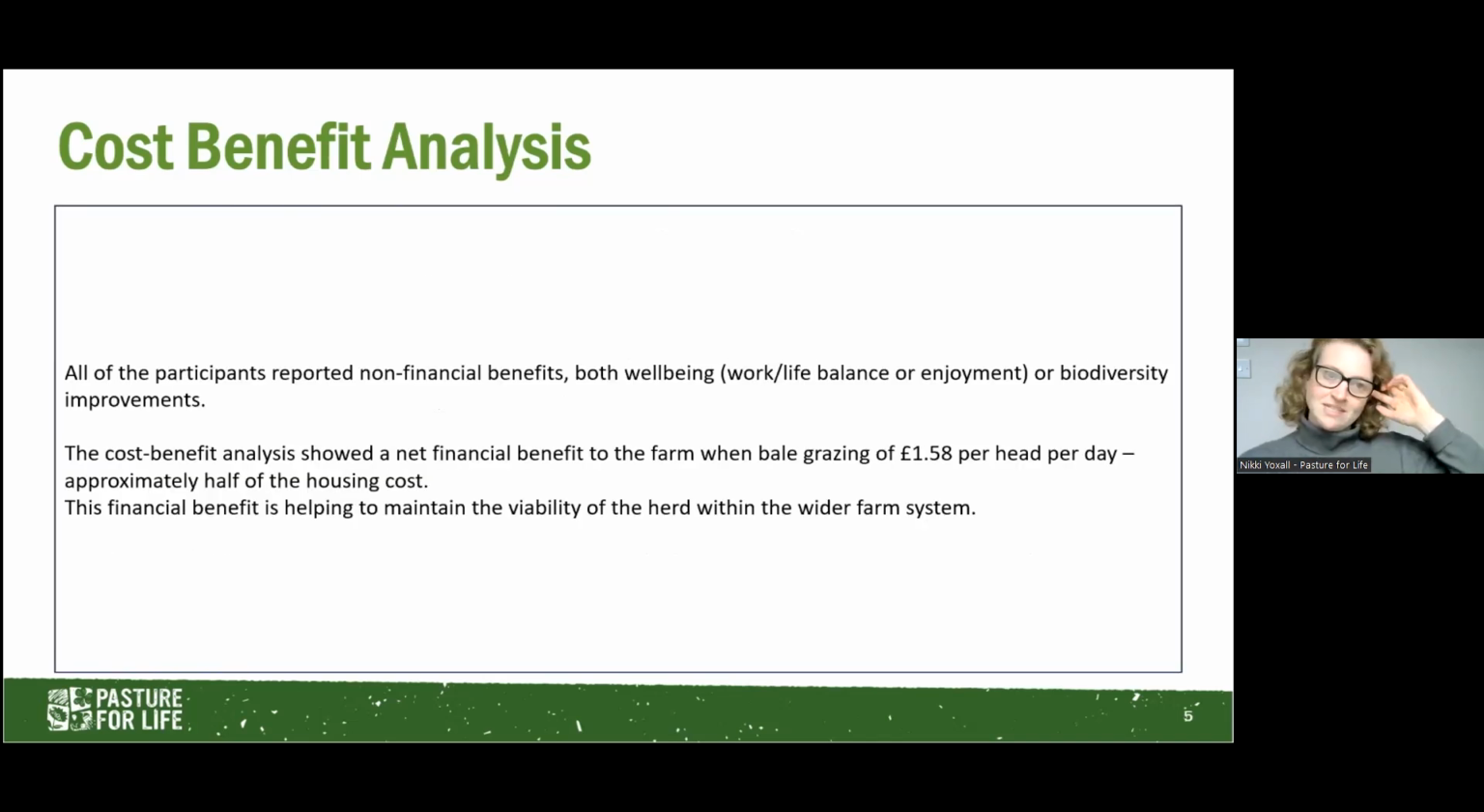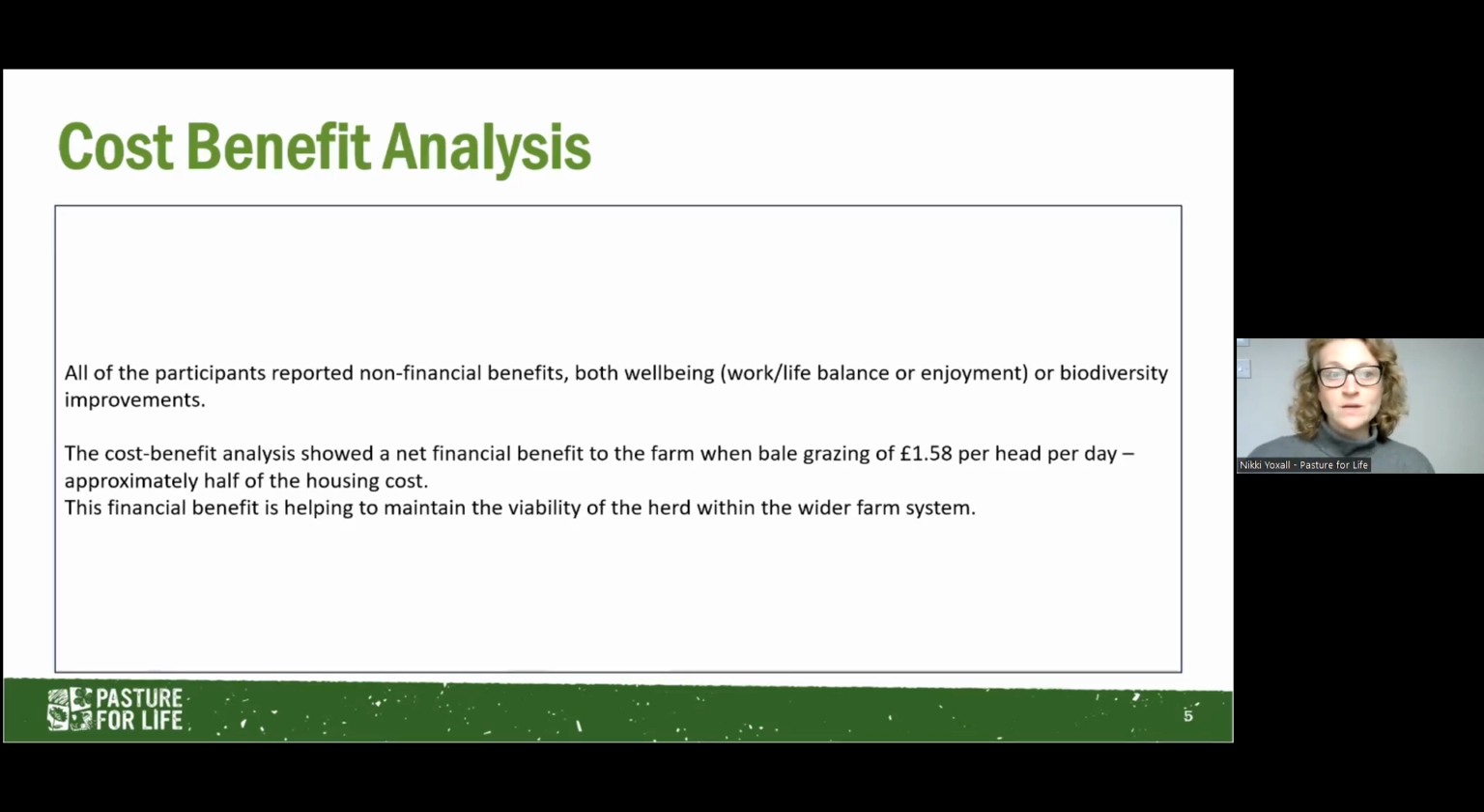And all of the participants reported non-financial benefits, so well-being, work-life balance, and biodiversity improvements. So these were all things that currently are non-financial, but biodiversity, absolutely, going forward, we're seeing payments for natural capital and public goods coming in. And we found across the cost-benefit analysis that there was a net financial benefit of £1.58 per day. So maybe a couple of euros per animal per day, which is half the cost of housing. So it reduces costs significantly and actually means that it keeps the herd viable within that wider system.